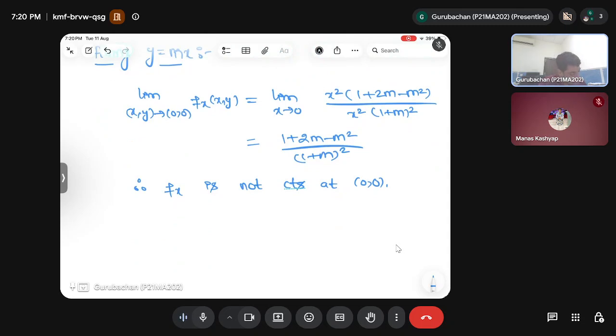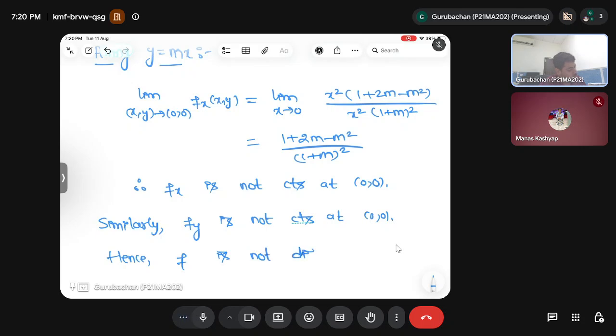Similarly, because f is symmetric in x and y, fy is not continuous at (0,0). So since the sufficient condition is not satisfied, hence f is not differentiable at (0,0).